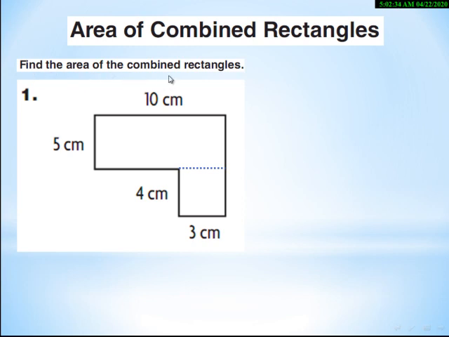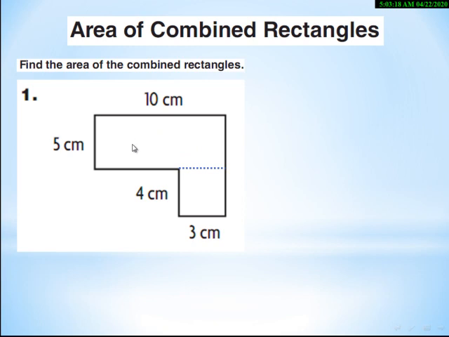Find the area of combined rectangles. As you see, we have learned that there are two ways to solve this question. The first is by using grid paper: you draw the figure on grid paper, count the square units for every rectangle, then add them together. The second method is by using the area formula. And today, inshallah, we're going to use the second method, the area formula.